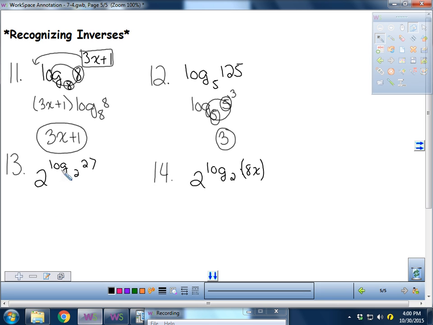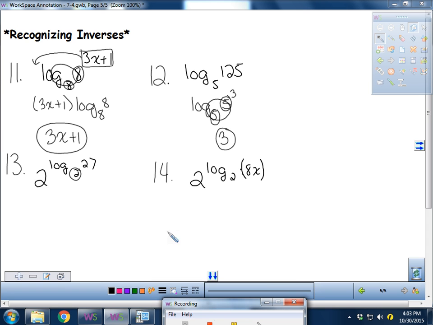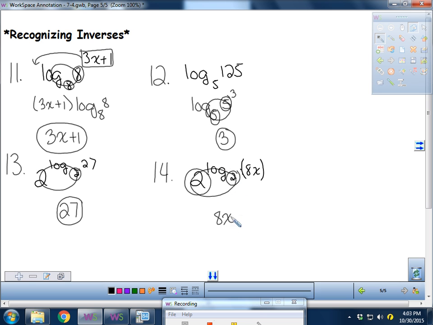All right, same thing with exponents. This is the base of my log. This whole thing is in the exponent, and this is the base of my exponent. So the log and the bases cancel and leave you with 27. This base of your log is the same as the base of this exponent. Log and bases cancel, and your answer is 8x.